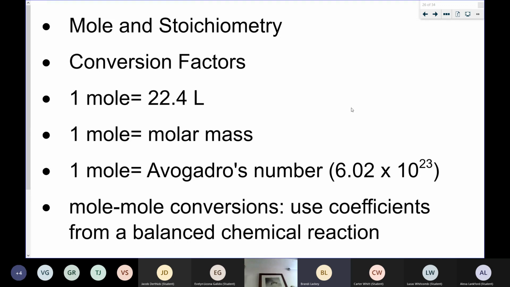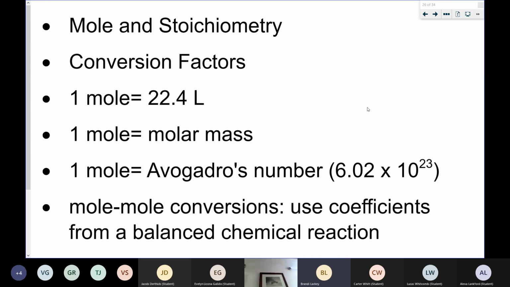1 mole is also equal to Avogadro's number of particles. That's that 6.02 times 10 to the 23rd particles. Remember, that number is also on your reference sheet. That's the very first thing on the first page, is Avogadro's number. Whenever we got into stoichiometry, we added that mole to mole conversion. So whenever you're changing from moles of one substance into moles of another, that's where you can use those coefficients from your balanced reaction as your mole ratio.